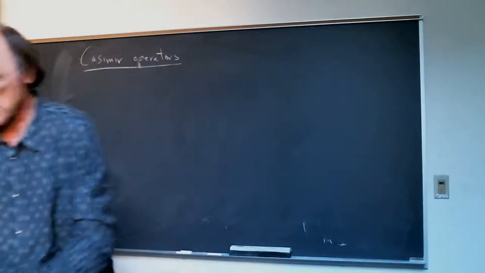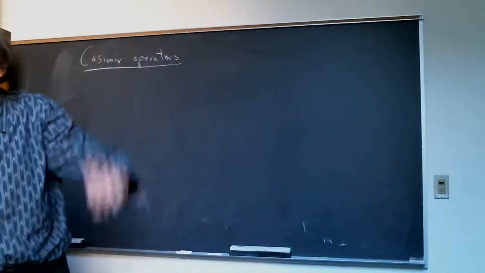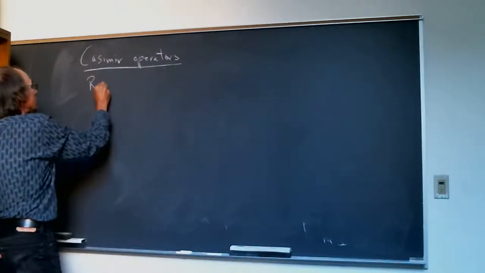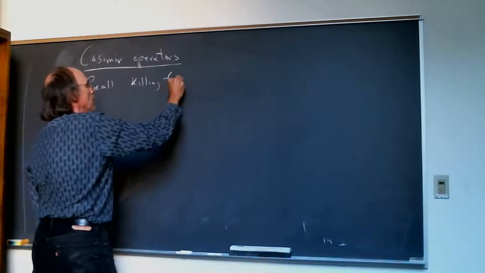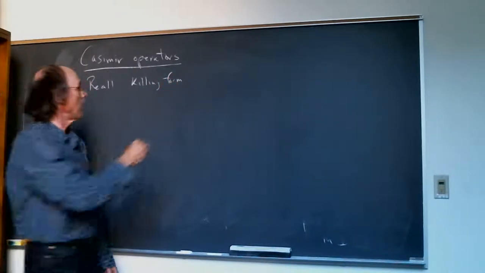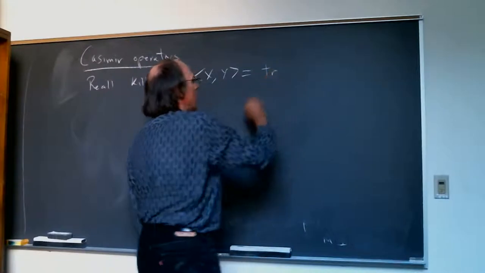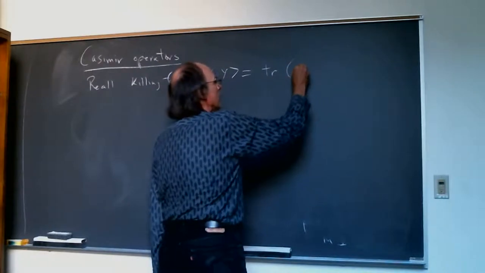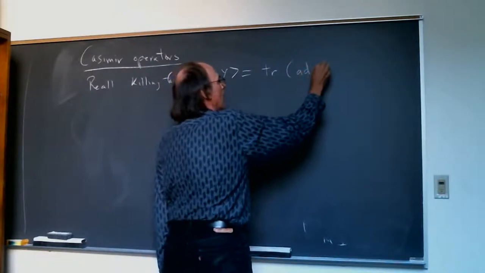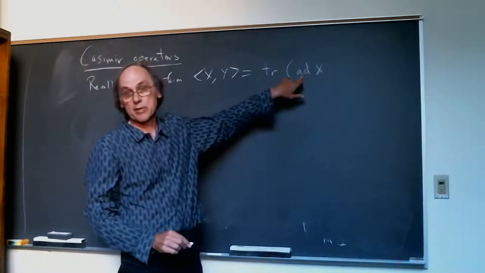Let's see. I want to say this in a very general way. I think you had this in maybe one of your problems. Recall that you had something called the Killing form, which was a bilinear form on the real Lie algebra given by this: you take the trace of the composition of doing the adjoint action of X, which I would call pi prime of X, where pi is the adjoint representation.